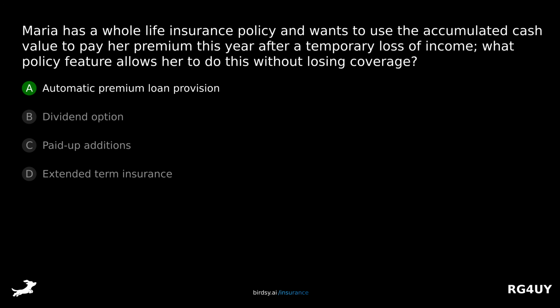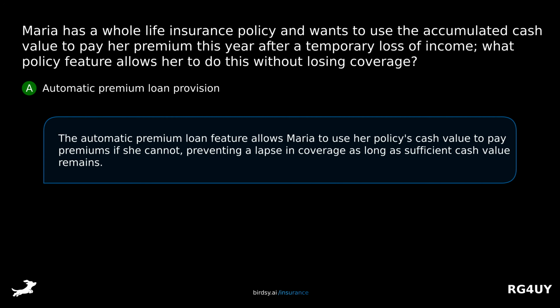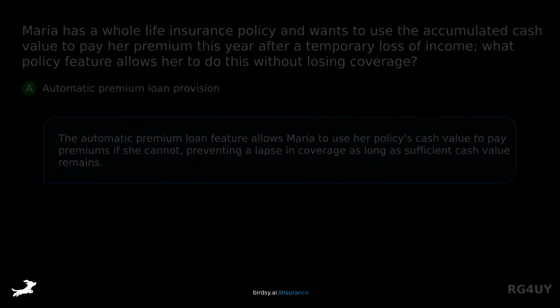The correct answer is A, automatic premium loan provision. The automatic premium loan feature allows Maria to use her policy's cash value to pay premiums if she cannot, preventing a lapse in coverage as long as sufficient cash value remains.